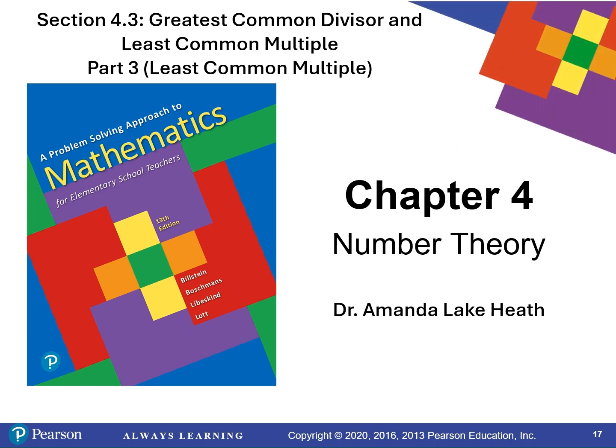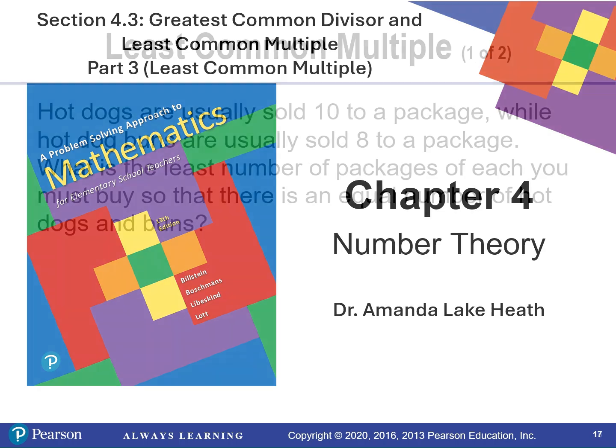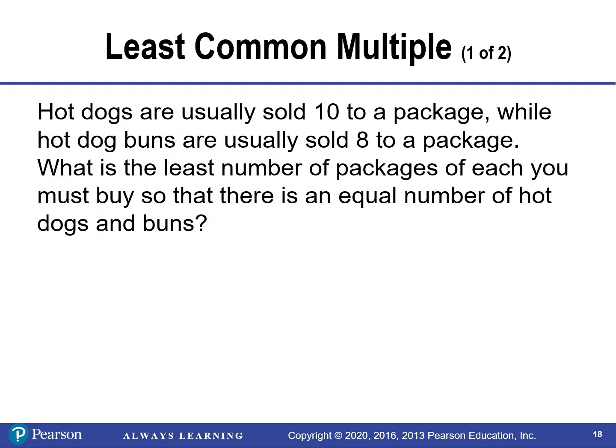So next up, we are going to discuss least common multiple. To think through least common multiple, let's consider this situation. Hot dogs are usually sold 10 to a package, but hot dog buns are usually sold 8 to a package. What is the least number of packages of each you must buy so that there's an equal number of hot dogs and buns?